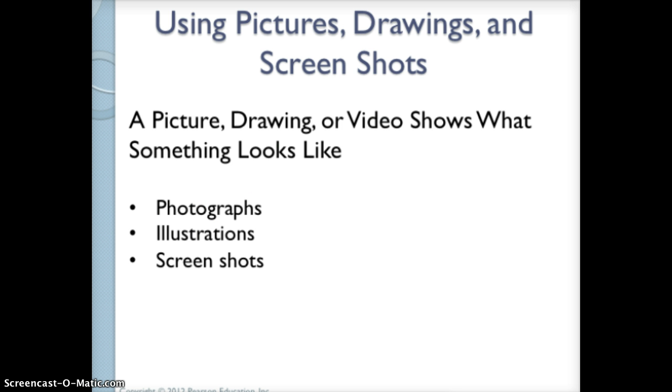Next, let's talk about using pictures, drawings, and screenshots. A picture, drawing, or video shows what something looks like. And of course we can have photos, illustrations, or screenshots. These are kinds of visuals that are helpful when readers aren't familiar with something. They also can show a condition. You can set up a photo shot that tells the story you want to tell.